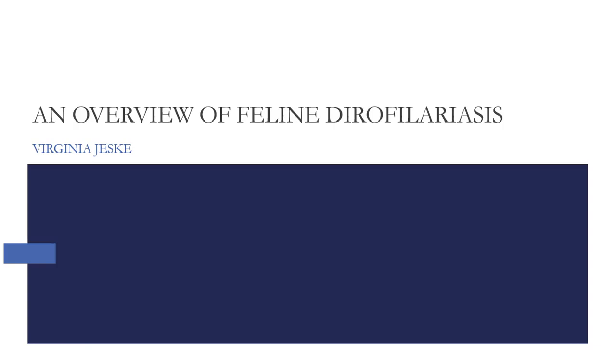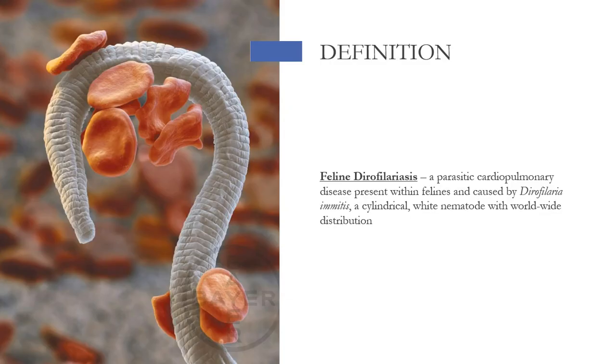An overview of feline dirofilariasis by Virginia Jeske at the University of Texas at Tyler. Dirofilaria immitis is a cylindrical white nematode spread by mosquito vectors and is known to cause cardiopulmonary dirofilariasis within felines. This disease is better known as heartworm disease.